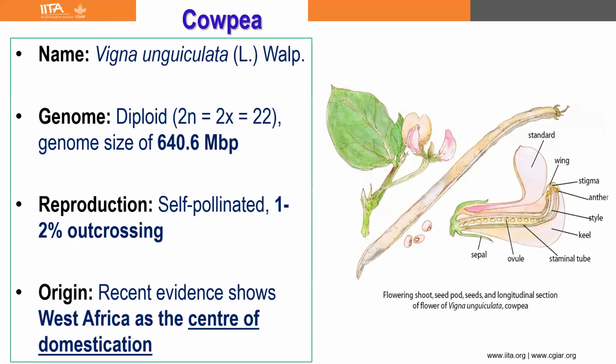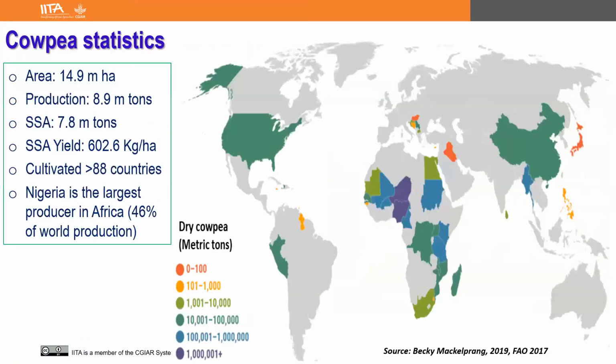This has already been highlighted, a very key food security crop, cowpea, a self-pollinated diploid species with about 640 million base pairs, and with the origin traced back to Africa. This key crop is a major food security crop in Africa and elsewhere in the world.